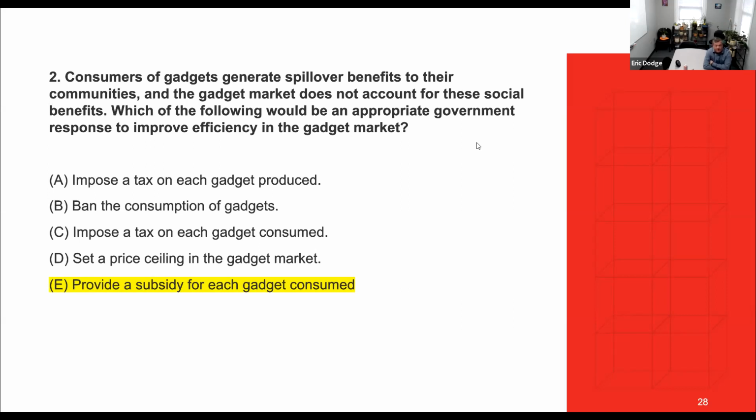All right. So when you have spillover benefits, you have a positive externality, and that means we get not enough of a good thing. So we need to figure out a way to incentivize more of this, more gadgets. And one way to do that is to subsidize it, give gadget consumers a little bit of money every time they buy a gadget, which helps offset the price, and they'll buy more of them.